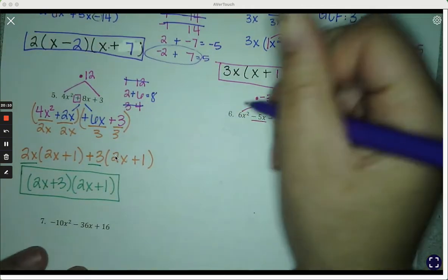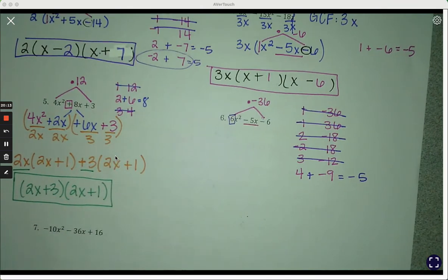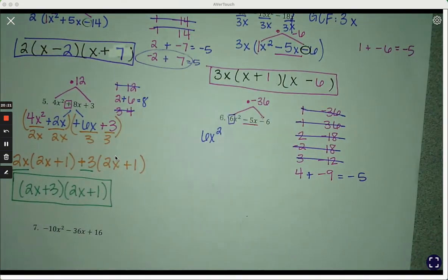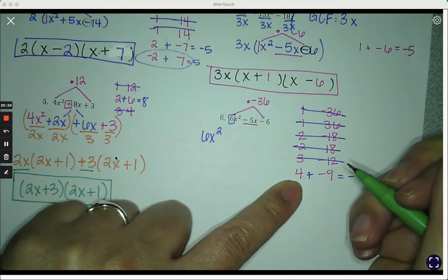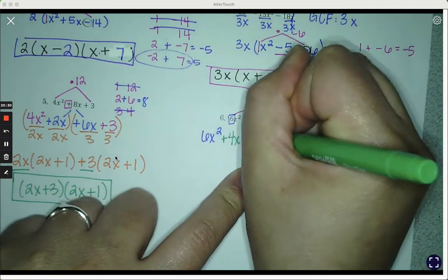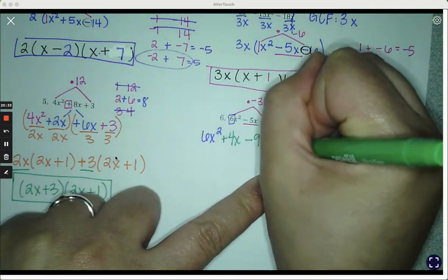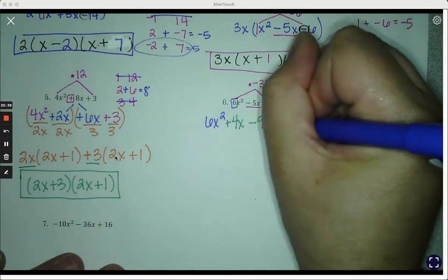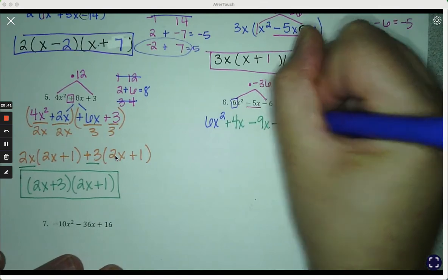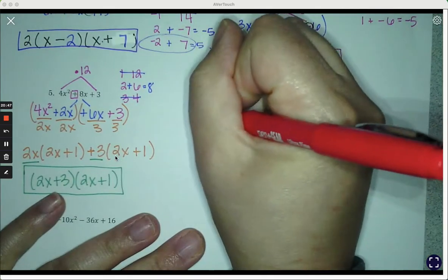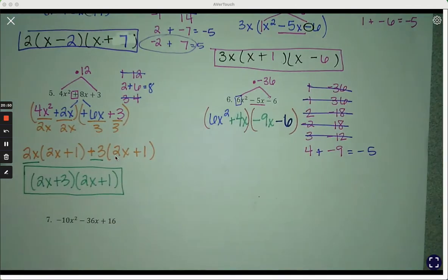Because my first number is a 6, we're going to rewrite this so we can factor it by grouping. So we have 6x squared, and then my plus 4x minus 9x minus 6. That should have been blue, but whatever. There we go. So when we factor by grouping, we'll look at these two and these two.